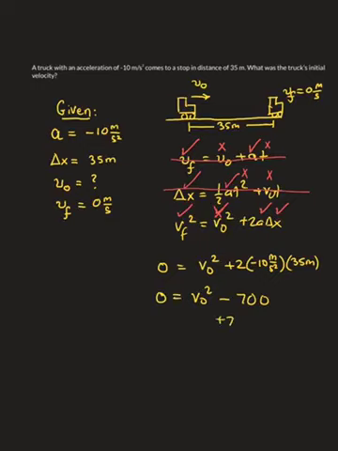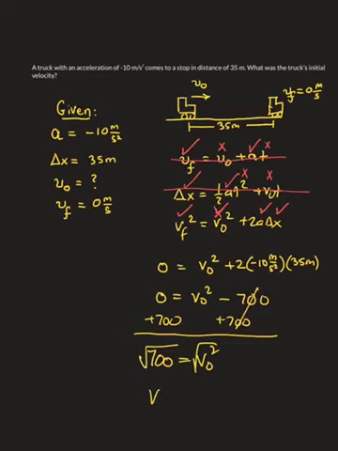So we can add 700 to both sides. So we have 700 is equal to v naught squared. And then if we take the square root of both sides, we have v naught is equal to 26.5 meters per second. Now we took the principal square root, or the positive square root, because v naught is a magnitude. So we don't include the negative square root there.